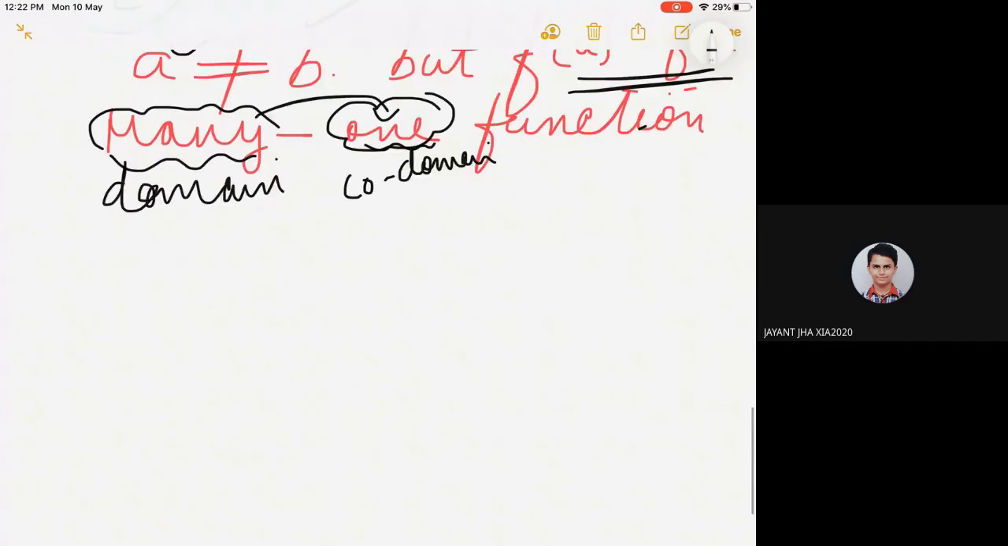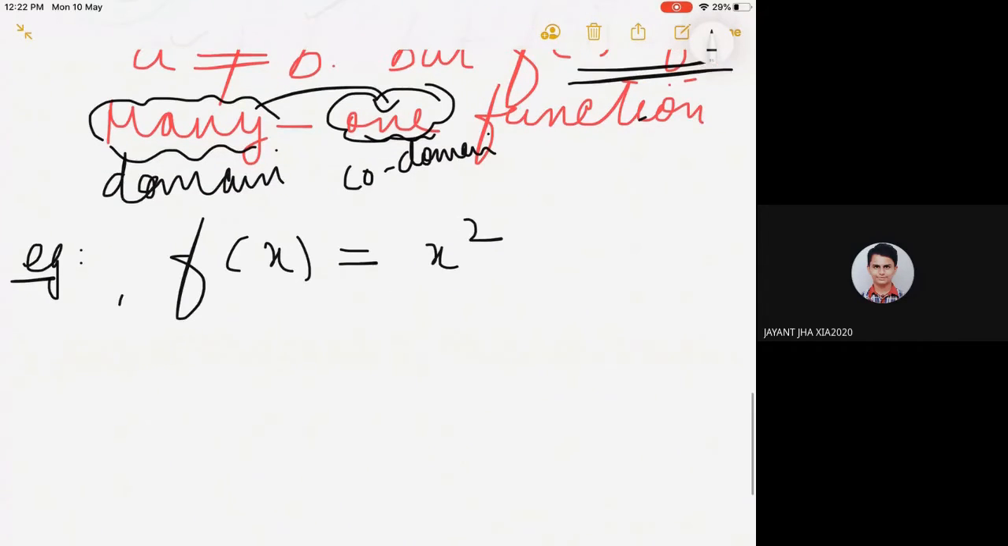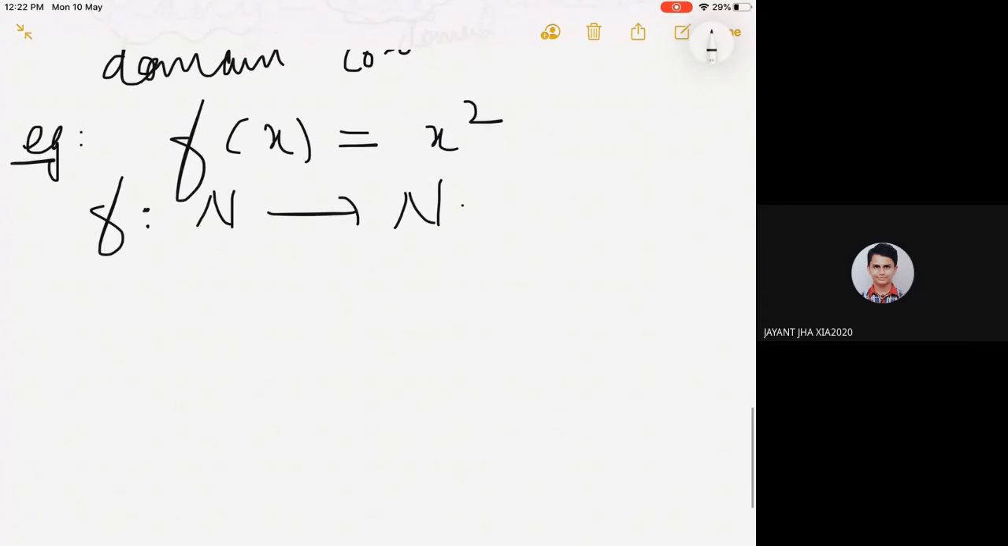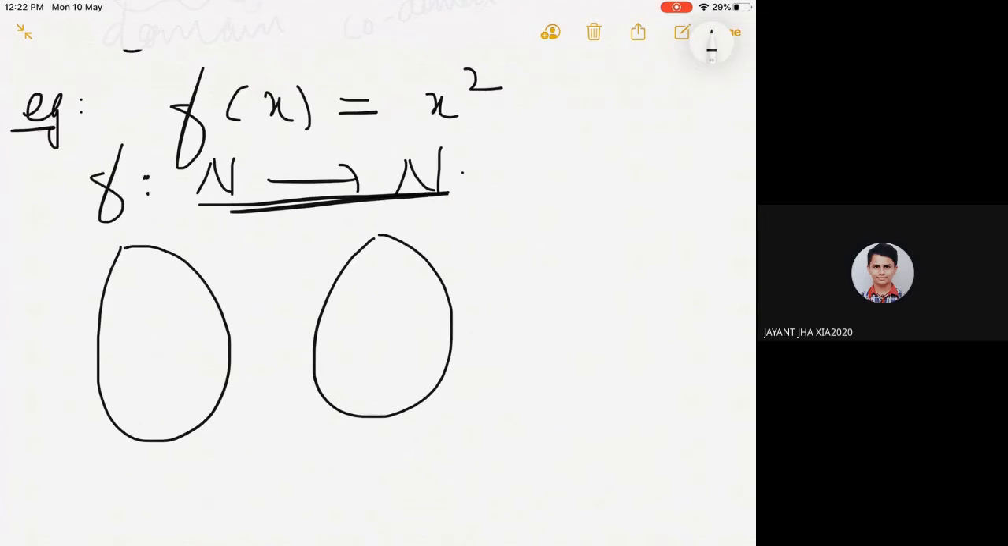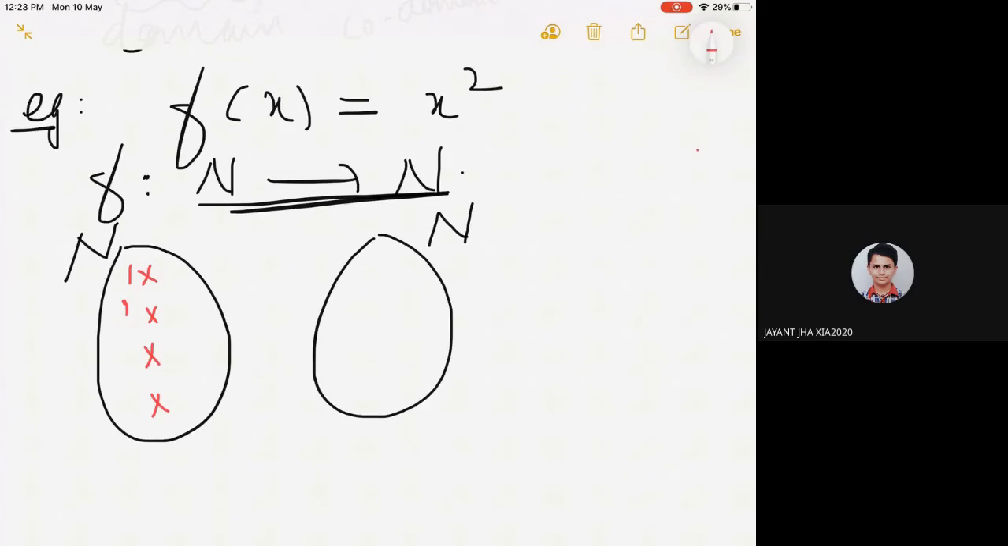Now an example function just like this: f of x equal to x square, and suppose f is defined from natural numbers to natural numbers. You have to check whether it is one-one or many-one. If it is from N to N, the domain is natural numbers, and the codomain is also natural numbers. Just by observation, tell me whether it is one-one or not. Elements in the domain are 1, 2, 3, 4, etc. Here also the elements are 1, 2, 3, 4, etc., all the natural numbers.